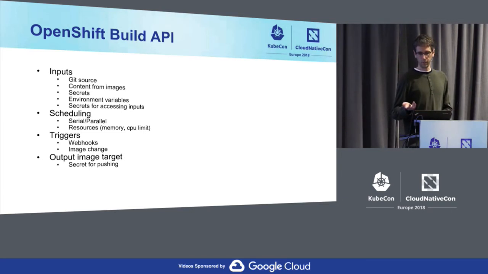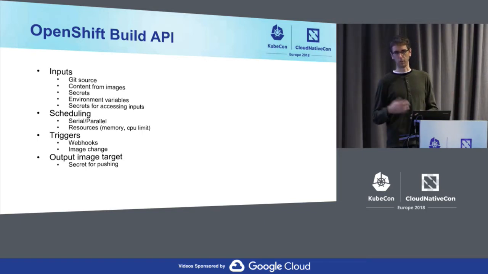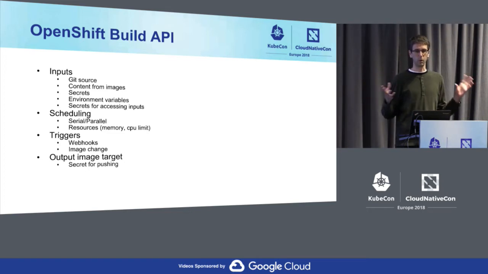You can provide your own environment variables for proxy settings or configuration inputs. And then you can also do secrets for accessing the inputs. So there's secrets that are inputs to the build itself, and there are secrets for cloning your source. So if you have a specific secret to access your Git repository or a secret to pull down one of the images that you're getting content from, you can supply those as well. When these builds get scheduled, we offer serial and parallel scheduling. By default, it's serial. If you define what we call a build config, and then each time you trigger that build, you'll get a build object. We'll run one at a time until they're all done, or you can run them all in parallel.